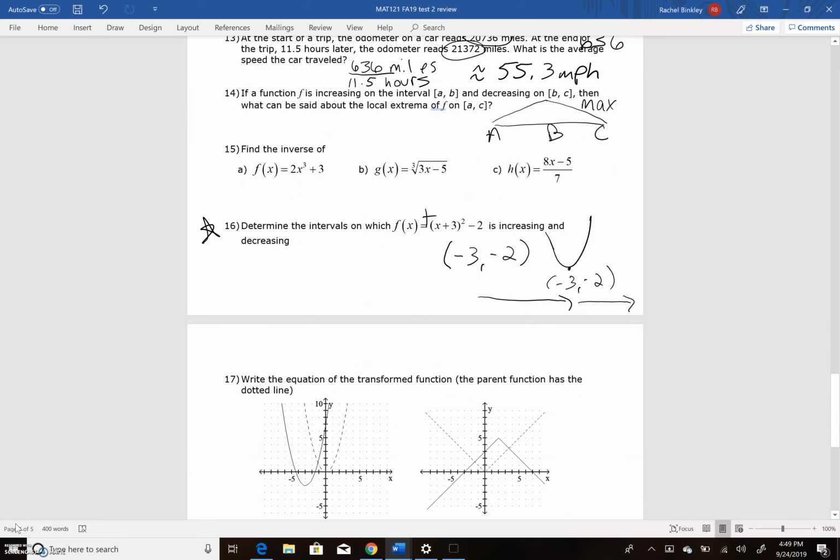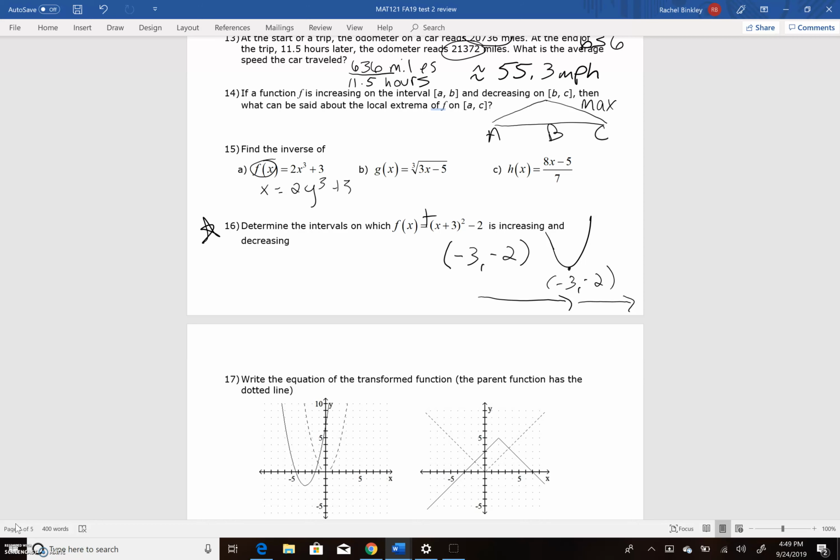Okay, so find the inverse of this first one, 2x cubed plus 3. There's two things you do. You switch the x and the y, and then you solve for y, right? So instead of f of x, you're going to have x equals 2y cubed plus 3. Okay, and now we need to solve for y.